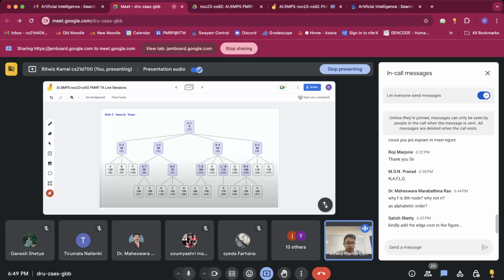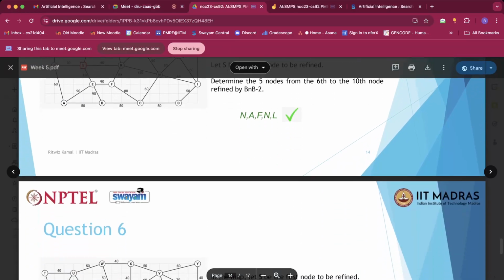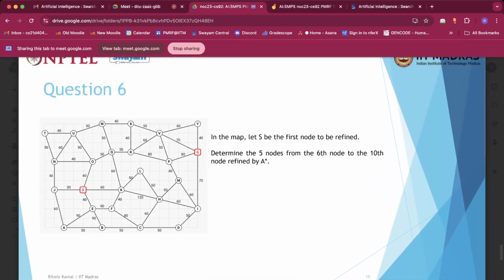Okay, I hope it does. If not, please feel free to let me know. Any other doubts in this question? If not, then we can move on to the next method that we are going to have a look at, which is the A star method.